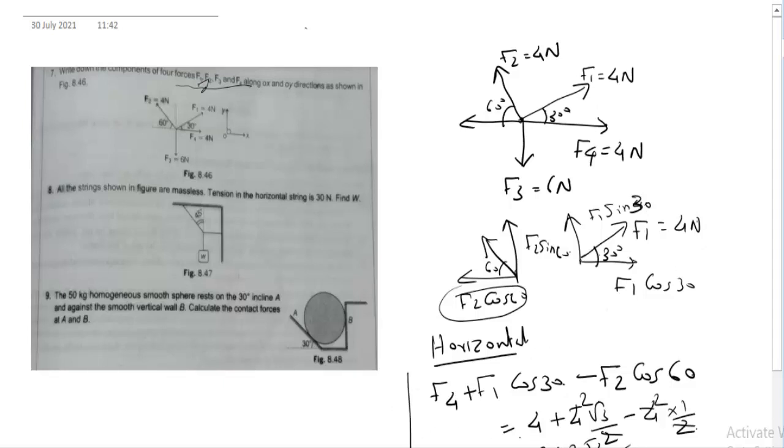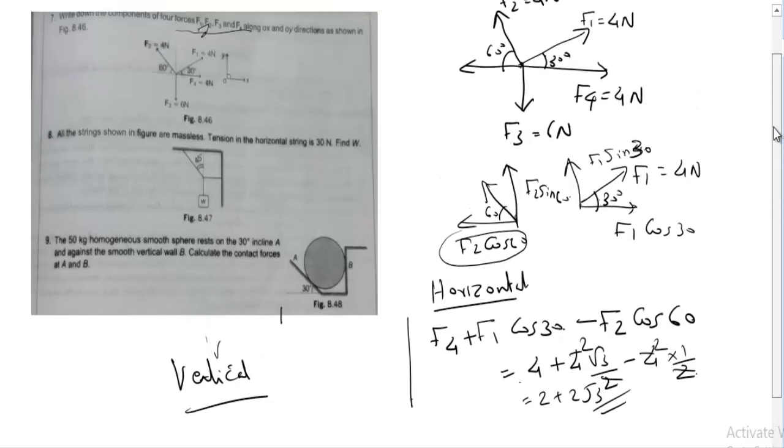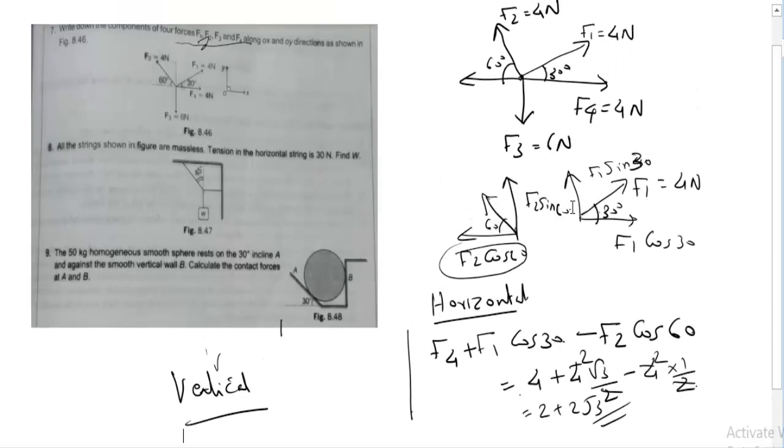Same way you can find out for the vertical direction also. So how can we find out the value in the vertical direction? Vertically, which forces are acting on it? Tell me, in the vertical direction which forces are acting vertically upwards. F2 sin 60 upwards plus F1 sin 30 upwards minus 6. So here I can write it as F1 sin 30 plus F2 sin 60 minus 6 Newton.